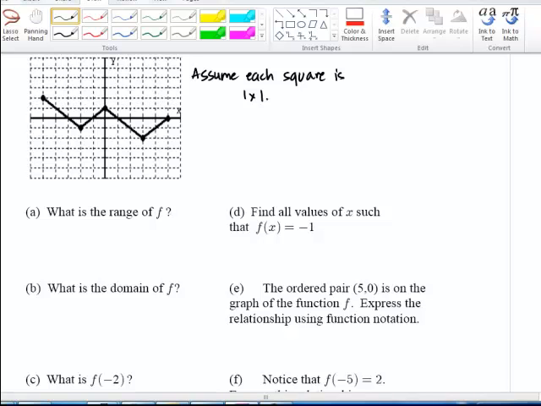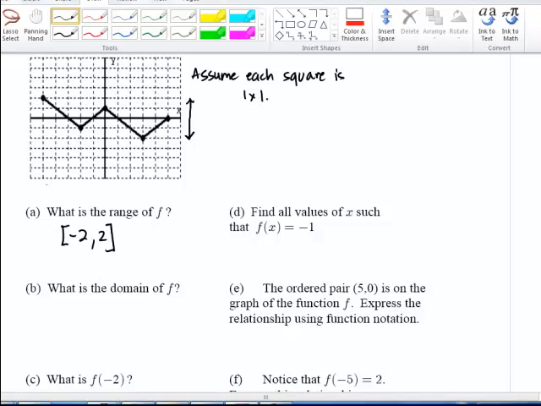We'll have some more practice with range and domain from graphs on the next couple pages here, but for the range we always want to be looking up and down. We want the lowest y value to the highest y value. In this case it looks like the lowest is -2 and the highest is 2. So we would write this as an interval. We would write -2 to 2. And I'm choosing to put square brackets on those because it looks like we actually get to each of those values. We get as low as -2 and we get as high as 2.